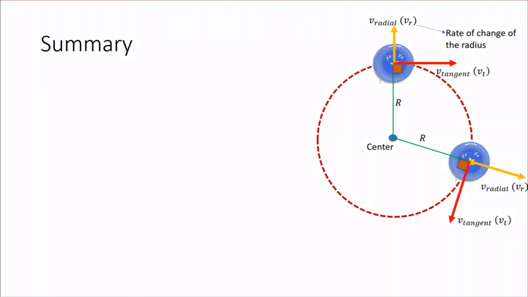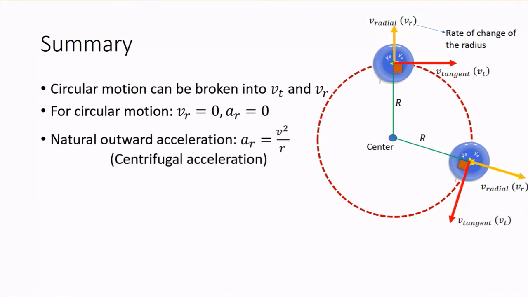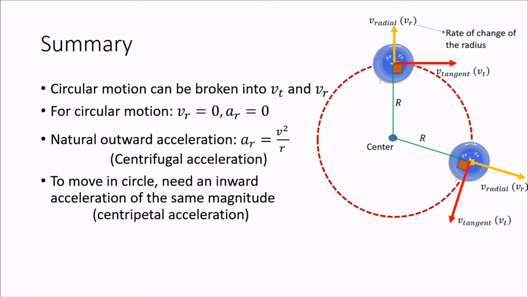Let's summarize. We have learned that we can break a circular motion into a tangential and a radial component. In order for the motion to be circular, the radial velocity and acceleration need to be 0. Since objects move in a straight line unless they feel some acceleration, the radial velocity will not normally remain 0, and will instead accelerate at a rate of v squared over r. Therefore, to make an object move in a circle, it needs to feel an acceleration of the same magnitude in the inward direction to make the overall radial acceleration 0.